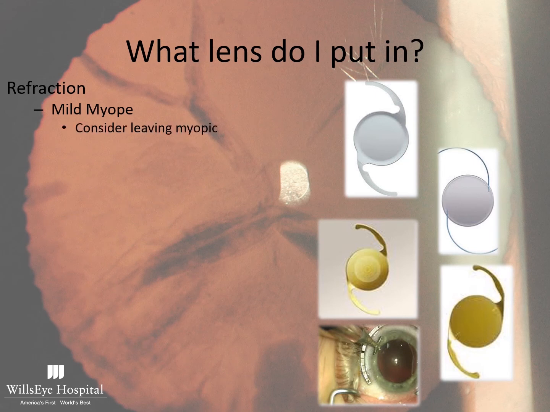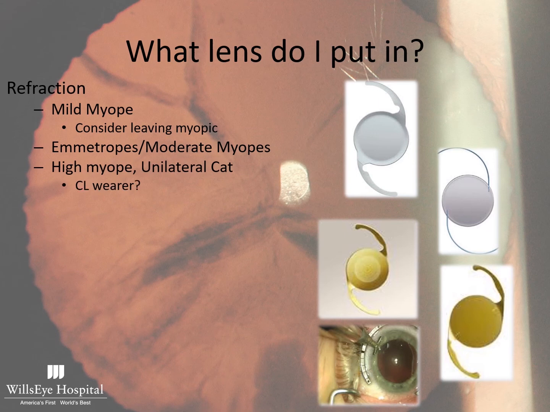So, again, mild myope, consider leaving them myopic. For a high myope unilateral cataract, are they a contact lens wearer? Can they wear a contact lens in their other eye? Do you want to set them plano? If it's a patient that's post-retinal detachment and has a cataract because of that, those patients are going to tend to be more myopic. If you make them plano in one eye and they're myopic in the other, they're bound to using their contact lens all the time. You can leave them more significantly myopic, although that does bind them to being myopic for the rest of their life. Again, some of those patients like that. That's how they're used to.